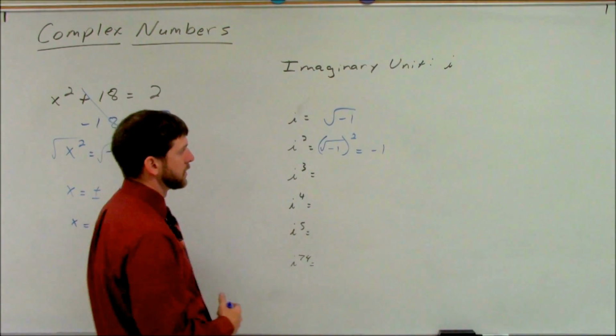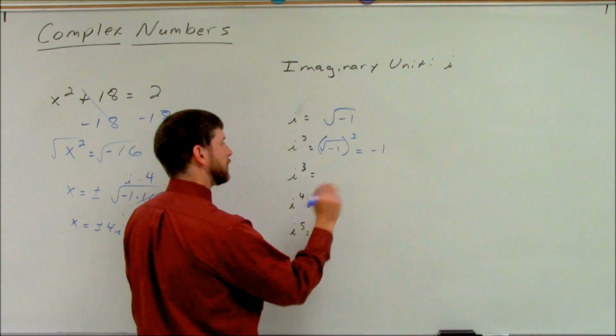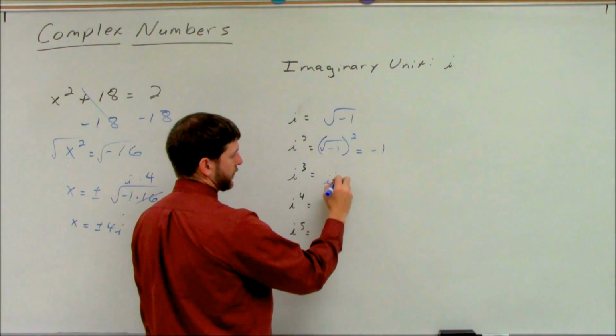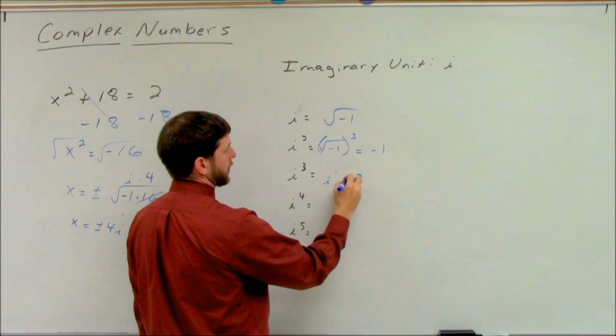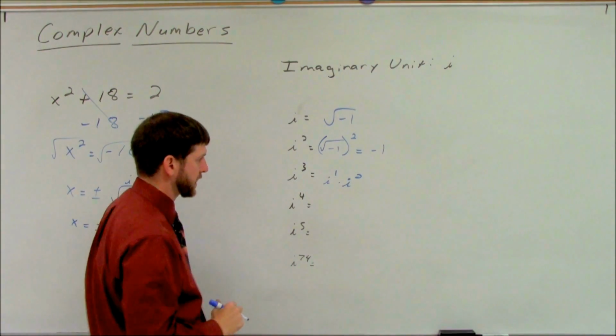Well, let's look at what i cubed would be. Well, i cubed we know is just i to the first times i to the second, right? i to the first times i to the second.